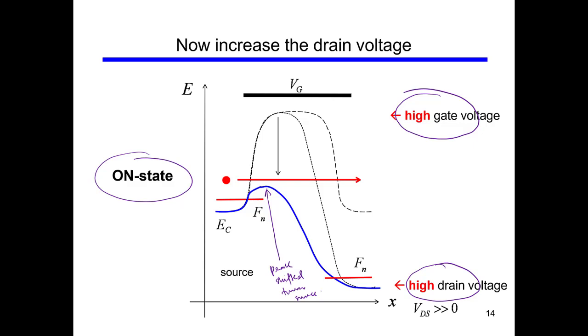So as you increase the VDS, the Fermi level will go down, and you see that it will make it very easy for electrons to go from the source side to the drain side, because there is a very steep potential difference, or a potential hill that has a very steep slope.